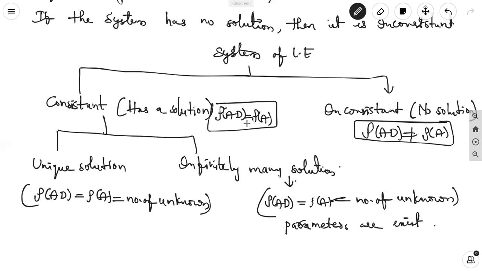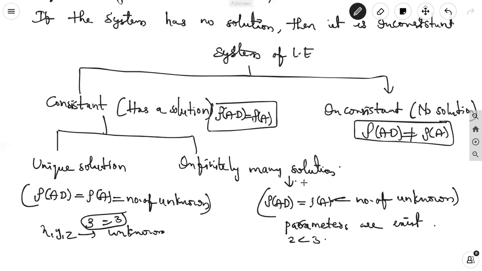When the ranks are the same, if the rank is equal to the number of unknowns, unknowns meaning the variables x, y, z, then it goes to the unique solution. If the rank is 3 and the number of unknowns is also 3, it is a unique solution. If the rank is 2 and the number of unknowns is 3, then it goes to infinitely many solutions.